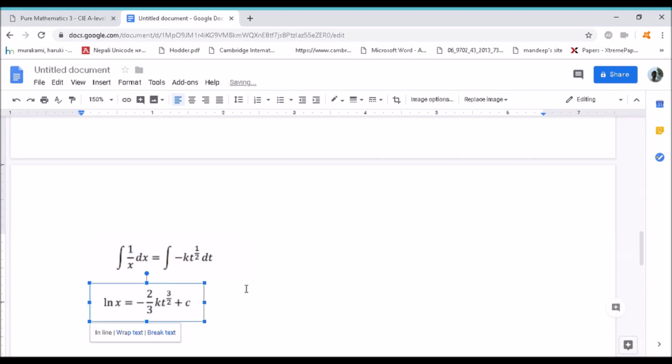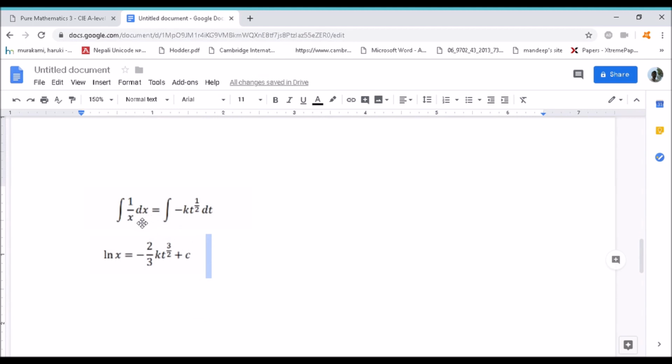And after this, dx divided by x is always ln of x when you integrate, because it's a rule. You will be given that in the formula, so you can see that. And integrating t to the 1 over 2 will be 1 over 2 plus 1, which is 3 over 2, and inverting, 2 over 3. So inverting the denominator and numerator, it will be minus 2 over 3 k t to the 3 over 2 plus c, putting the constant.